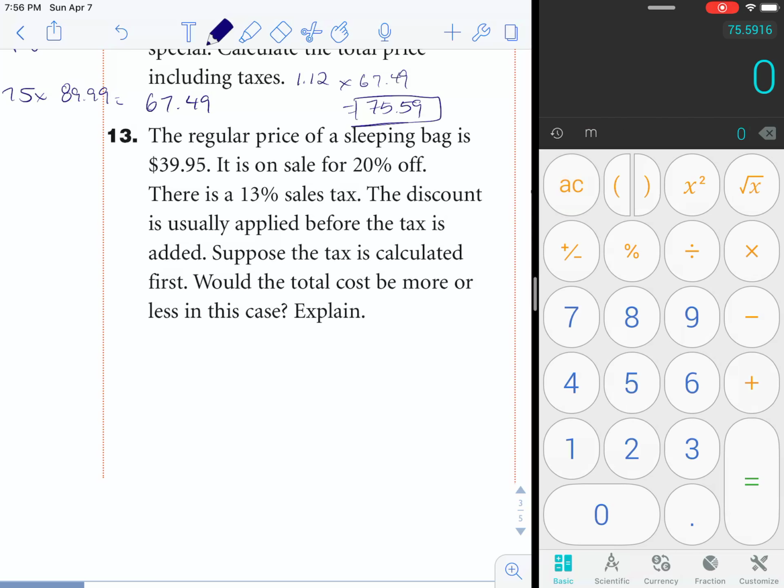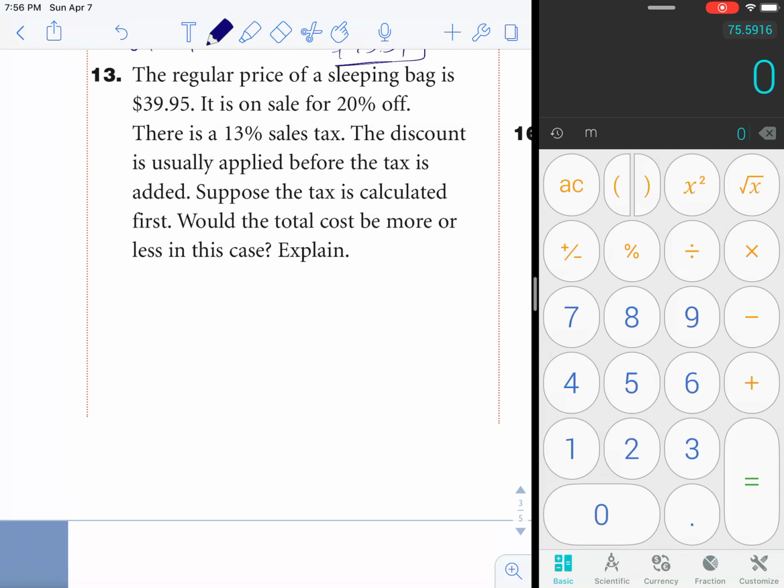13. Regular price of a sleeping bag, 20% off, 13% sales tax. I'll tell you, it doesn't matter whether you apply the tax and then take the discount. Doesn't matter which way. So we should just figure out what the cost is. So 20% off, $39.95. If it's 20% off, you're still paying 80%. So multiply it by 0.8. And so the price with the discount is $31.96.